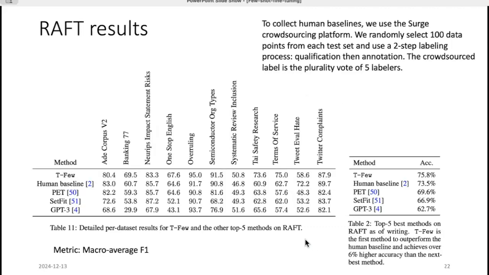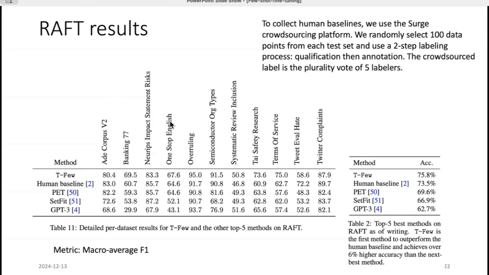So in RAFT, what is more interesting is they have the human baseline. Because we know humans cannot be 100% accurate, right? Especially if you ask a human to classify a banking query into 77 classes. I doubt the human performance on that. So it's very interesting that they use the human baseline, I think, from the RAFT paper.